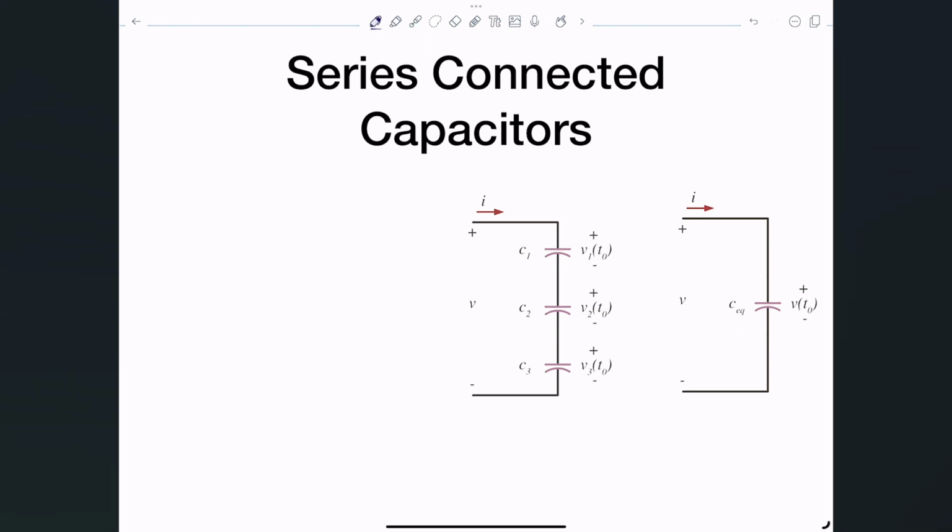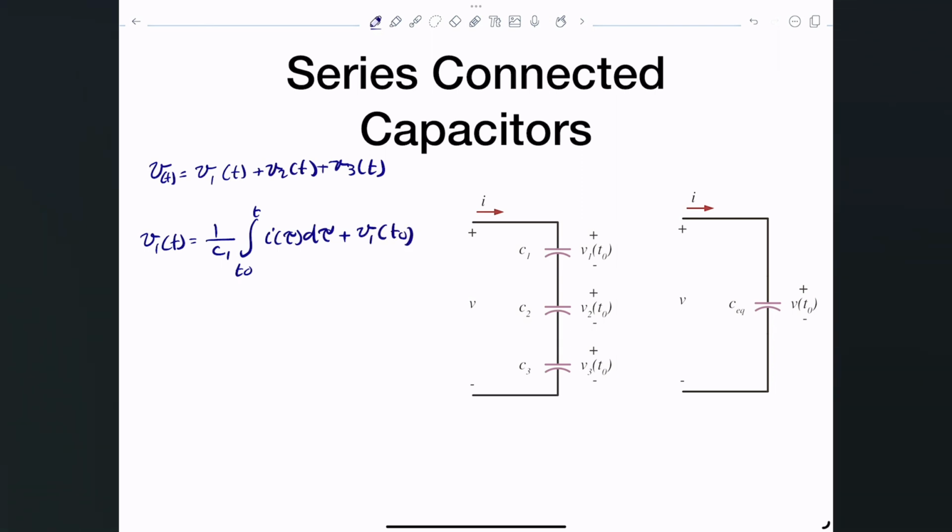So how do we get started? Well, first of all, what we're interested in is V, which is this voltage across here and here. If we write KVL, we should be able to tell that it's simply V1 plus V2 plus V3, and these are all functions of t, of course. And we know that V1 of t is simply 1 divided by C1, times the integral from t0 all the way to t of i of tau d tau, plus V1 of t0. That's from the rule of how you can get a voltage if you know the current.